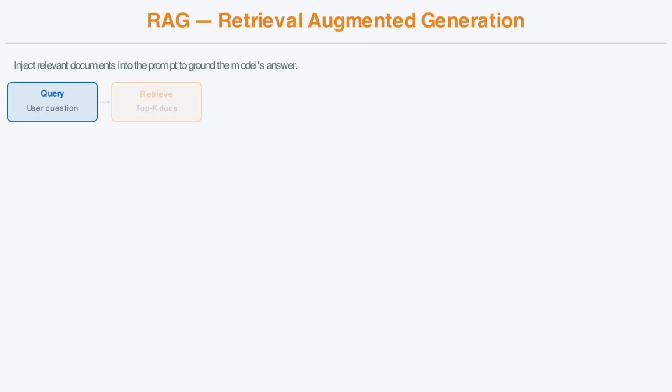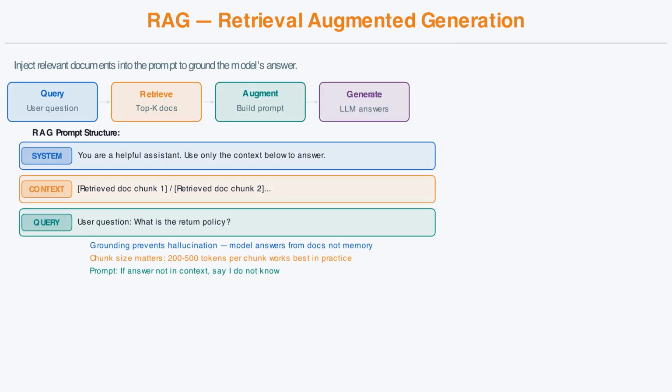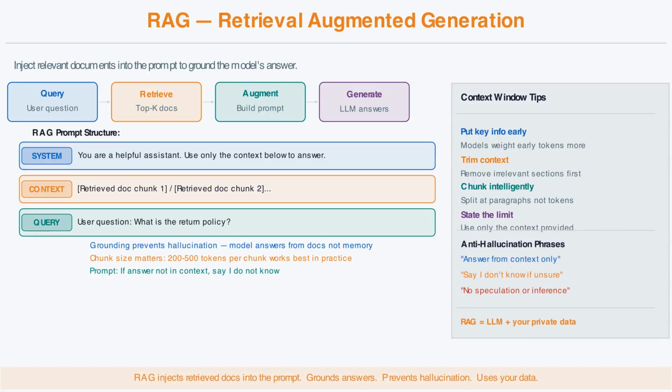Retrieval Augmented Generation (RAG) is one of the most important applications of prompt engineering in production AI systems. The idea is to dynamically inject relevant information into the prompt at query time, so the model can answer questions about your private data, recent events, or any knowledge it was not trained on. The RAG pipeline has 4 steps. First, the user submits a query. Second, a retrieval system, typically a vector database, finds the most relevant document chunks from your knowledge base. Third, you build a prompt that contains the system instructions, the retrieved context, and the user query. Fourth, the language model generates an answer grounded in that context.